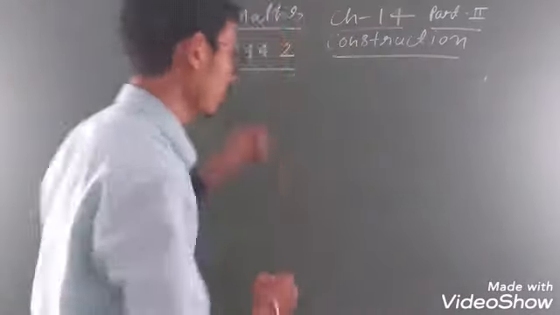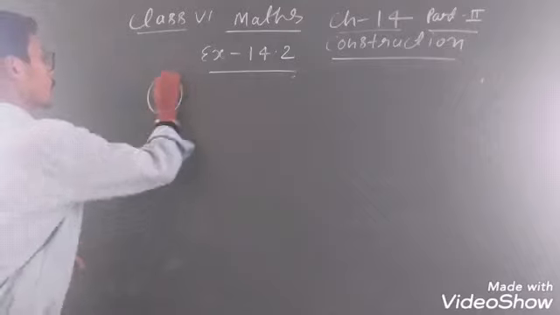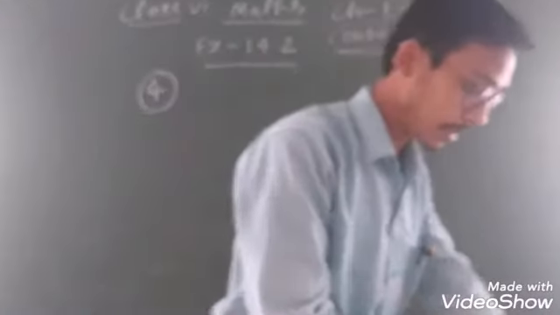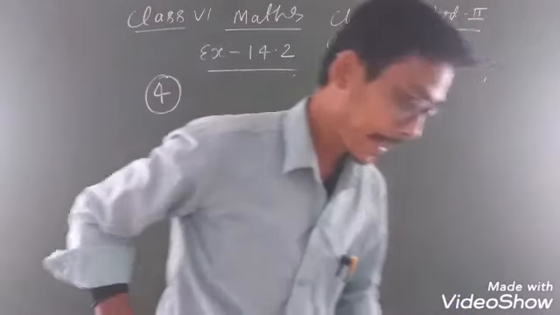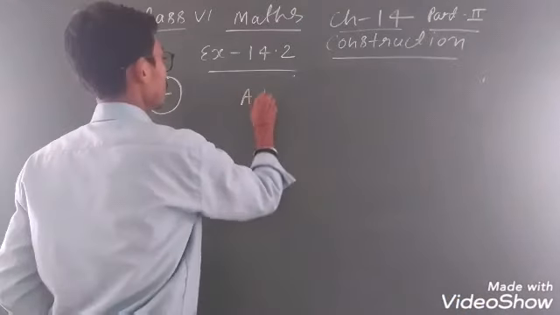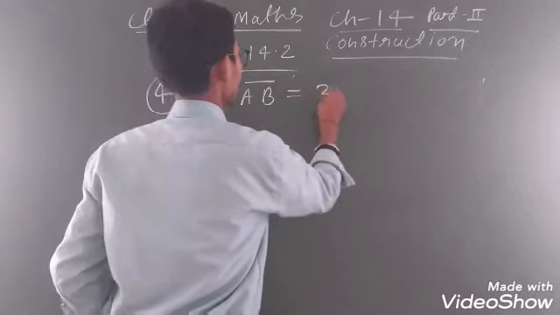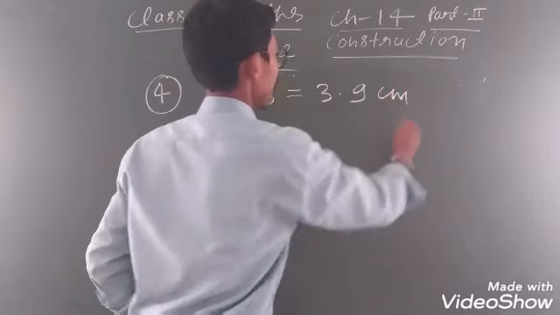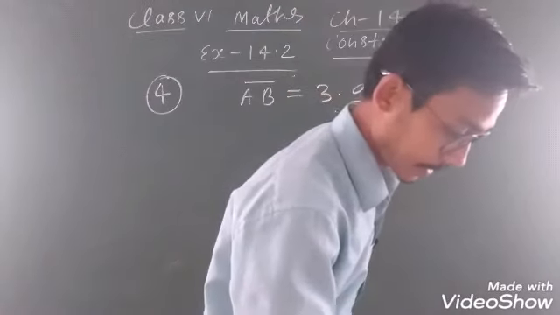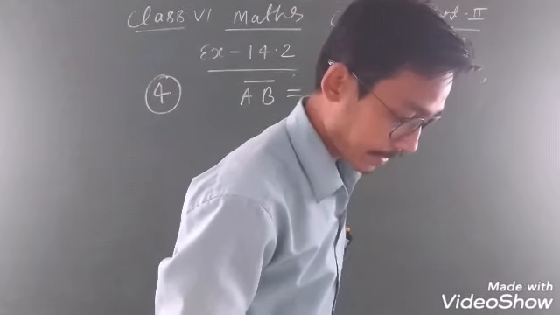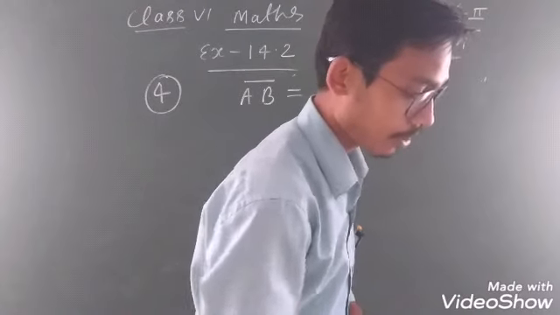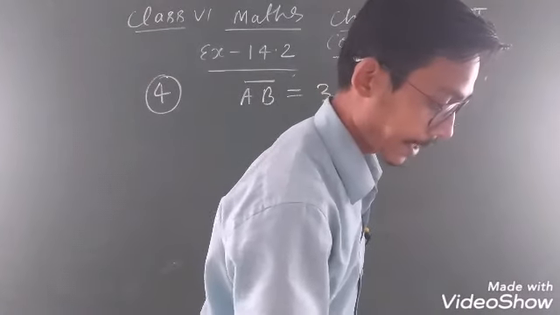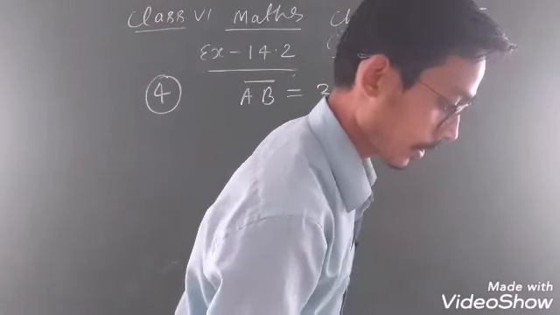Now come to question number 4. Look, question number 4 is given, students. Given AB equal to 3.9 centimeters. Construct PQ such that the length of PQ is twice that of AB. Okay? The length of PQ is twice of AB. You have to construct this.